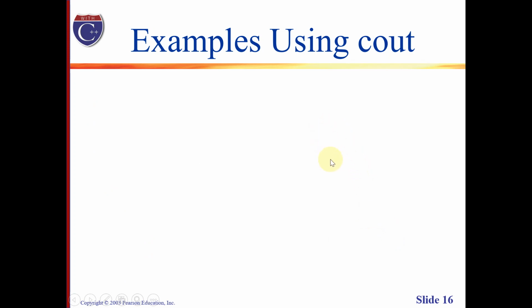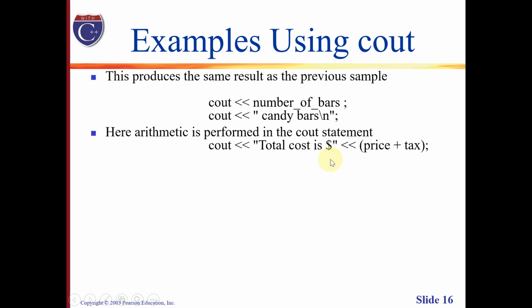Here are some examples which use cout. This one produces the same result as the previous example, only that we put each cout statement in separate lines. Here is another one. In this case, we are performing an arithmetic expression which we would like to directly include as part of a cout statement, such as this.